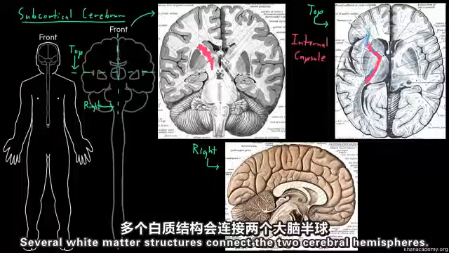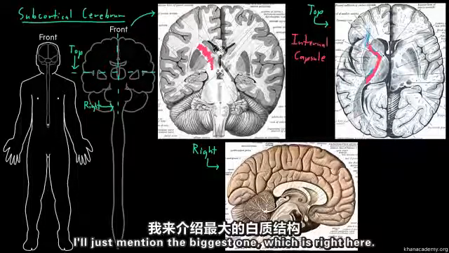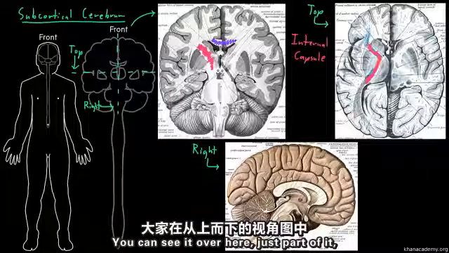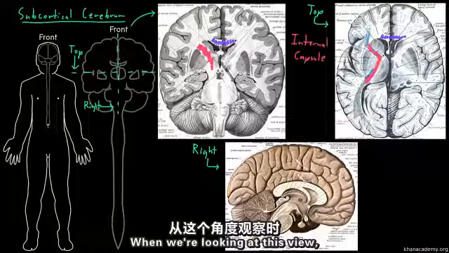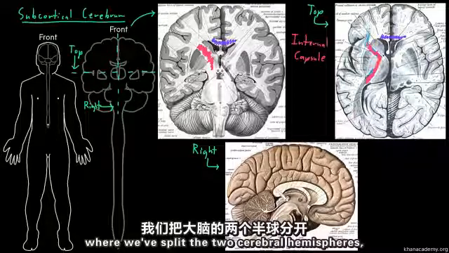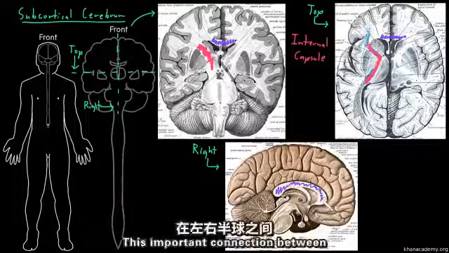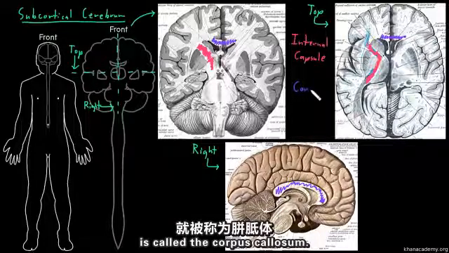Several white matter structures connect the two cerebral hemispheres, and I'll just mention the biggest one, which is right here. It's a big band of white matter connecting the right and the left cerebral hemisphere, and you can see it over here, just part of it in this top-down view as well. And then when we're looking at this view where we've split the two cerebral hemispheres, it's this big band of white matter right here. Let me just color this in. And this important connection between the right and the left cerebral hemispheres is called the corpus callosum. Corpus callosum.